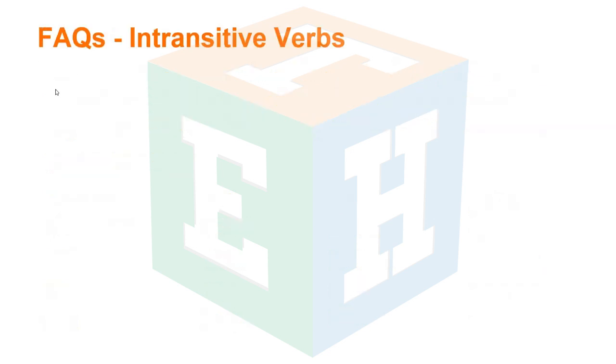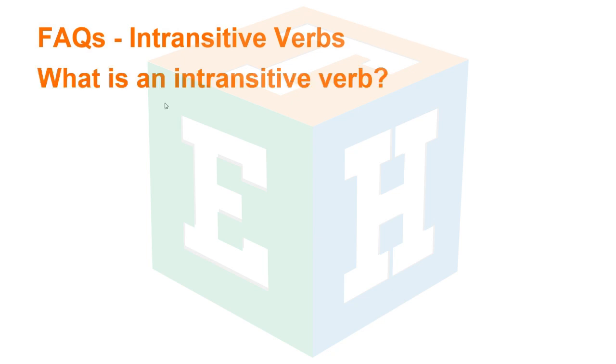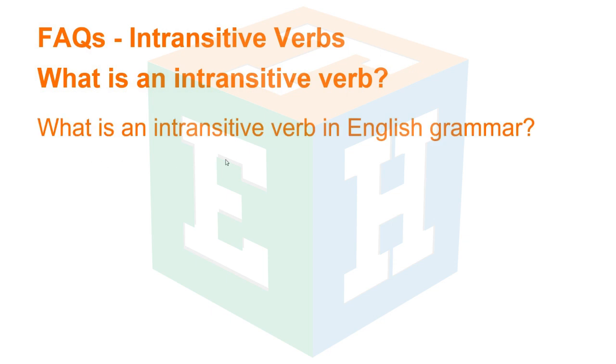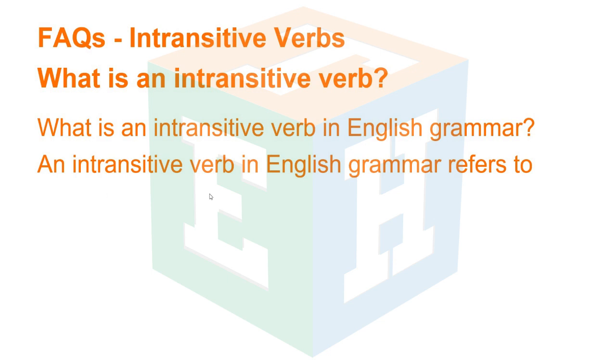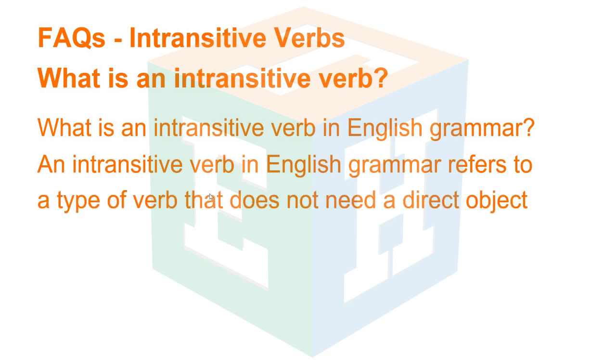Frequently asked questions or facts. Intransitive verbs. What is an intransitive verb in English grammar? An intransitive verb in English grammar refers to a type of verb that does not need a direct object to complete its meaning.